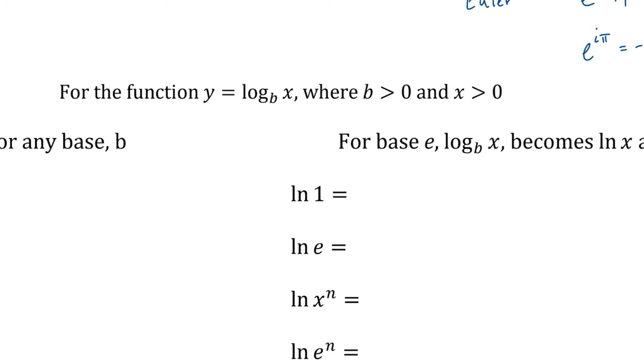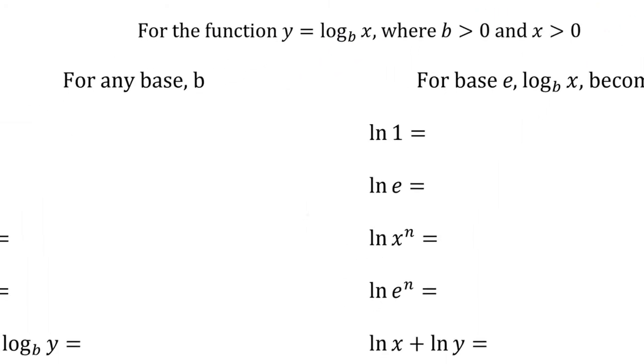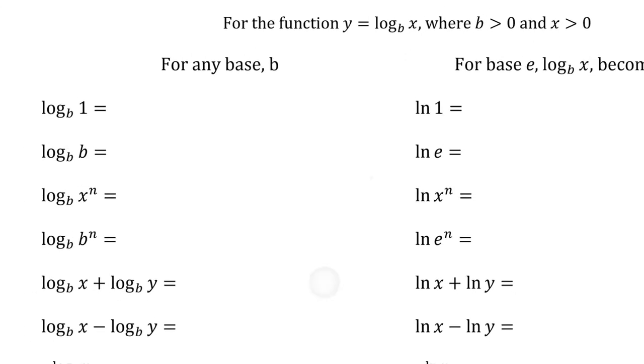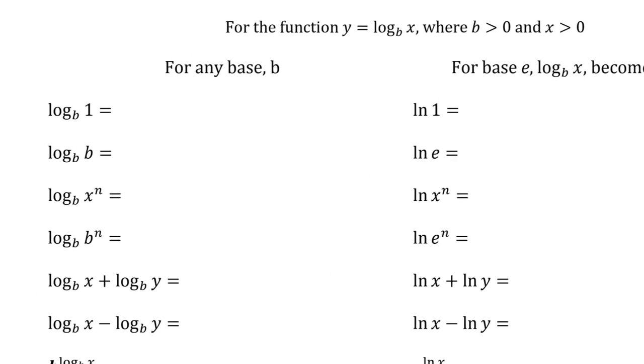Let's see. For the function y equals log base b of x, where b is greater than 0 and x is greater than 0, those are the restrictions on b and x. They both have to be greater than 0. They can't be 0. They can't be negative. We talked about that in MHF, hopefully, so you can go back and look at that. But for now, take my word for it. We're not going to go over all that again.